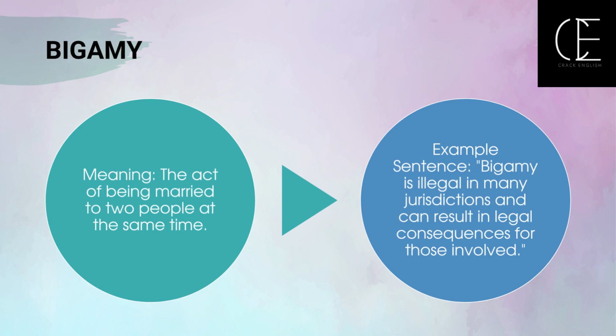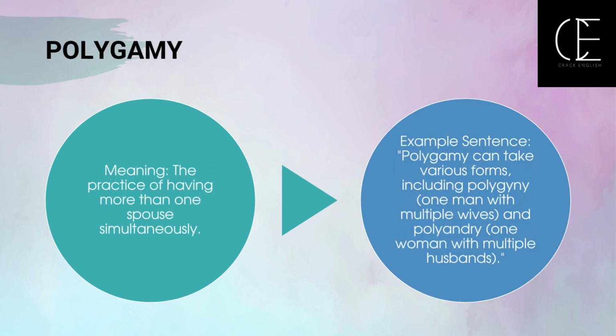Bigamy, meaning the act of being married to two people at the same time. Example sentence: Bigamy is illegal in many jurisdictions and can result in legal consequences for those involved. Polygamy, meaning the practice of having more than one spouse simultaneously. Example sentence: Polygamy can take various forms, including polygyny, one man with multiple wives, and polyandry, one woman with multiple husbands.